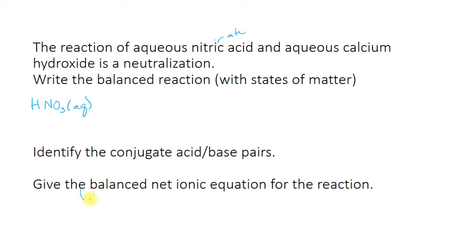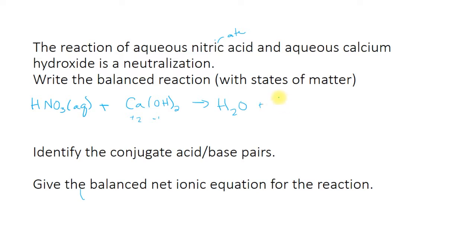Okay. And it says it's reacting with calcium hydroxide. Calcium is Ca. Hydroxide is OH minus. This is a -1, and this is a +2. So you're going to have 2 hydroxides. And it says it's a neutralization. Neutralizations are super easy to predict. They always make water and a salt.